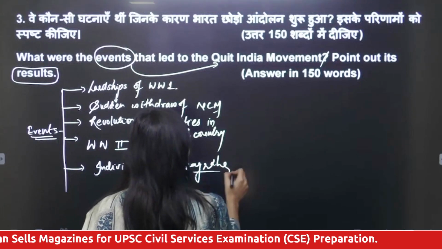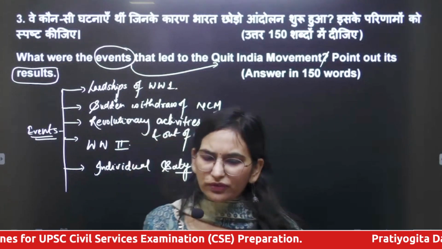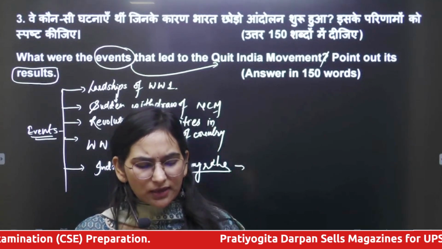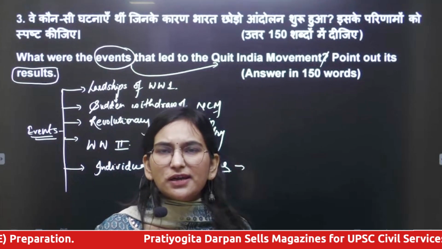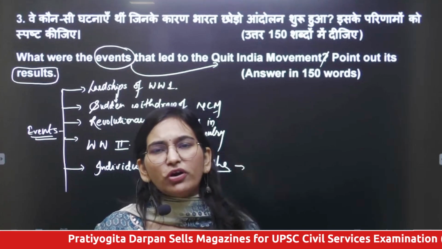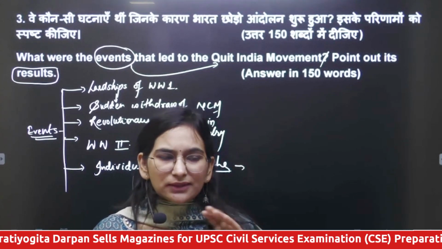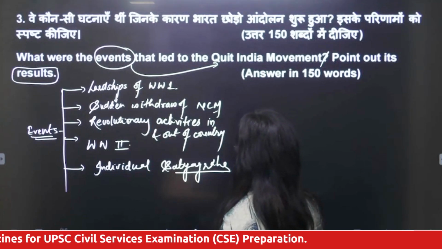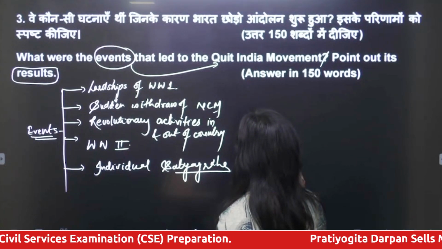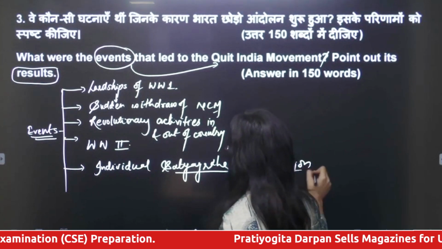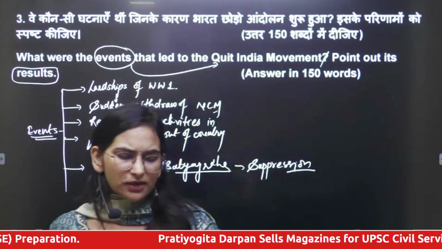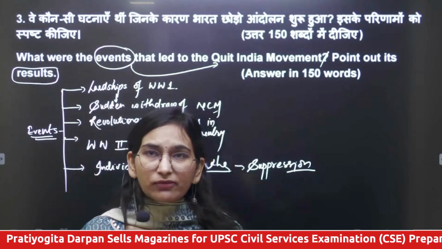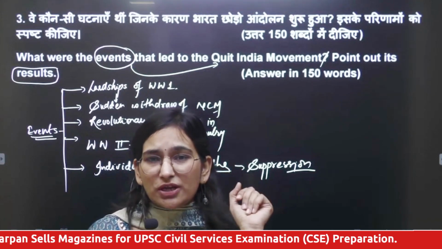Individual satyagraha, where every individual would go there and showcase their satyagraha, that they would not bow before the authority and they would demand their independence. And then this was suppressed. The suppression of this showed that the Britishers were in no mood to provide us independence, and that would lead to the feeling that now nothing can be done.